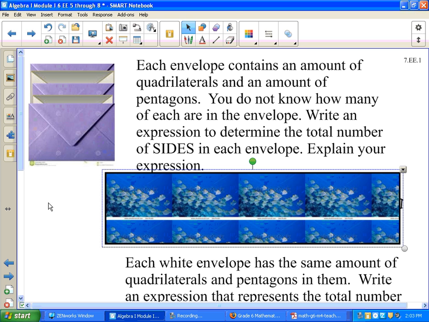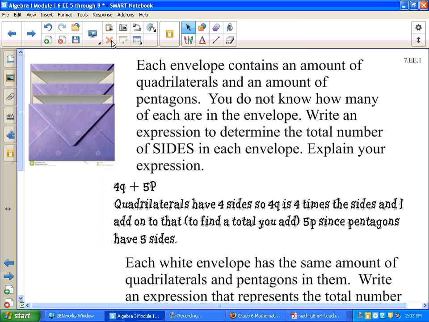So I put 4q plus 5p. I explained it. Quadrilaterals have 4 sides. So it's 4q, 4 times the number of sides. And I add on to that, since to find the total you add, 5p, since pentagons have 5 sides.